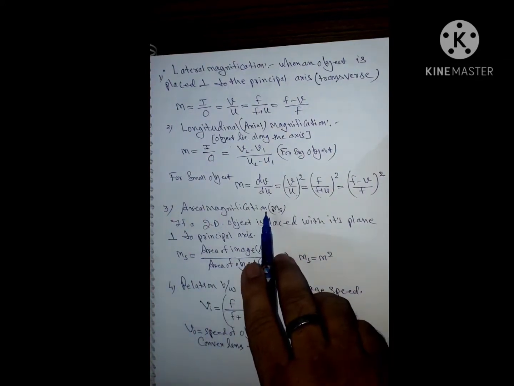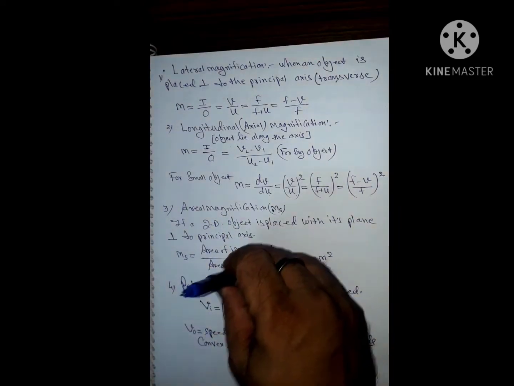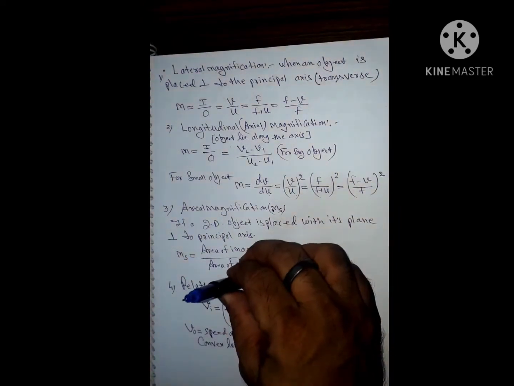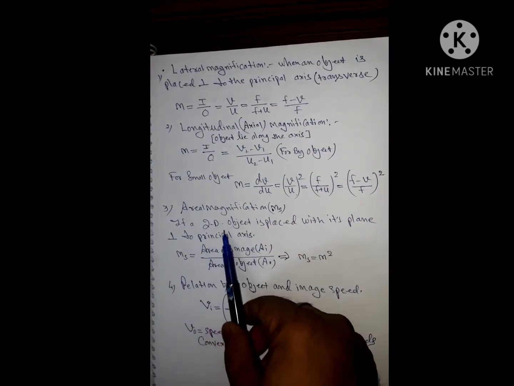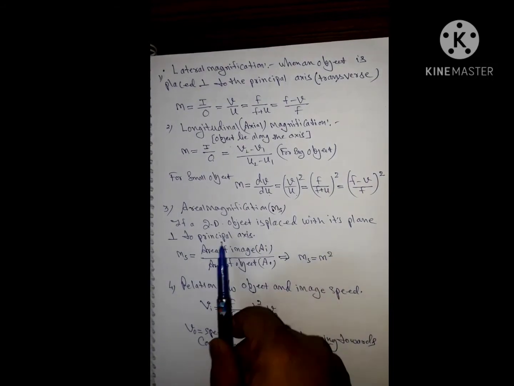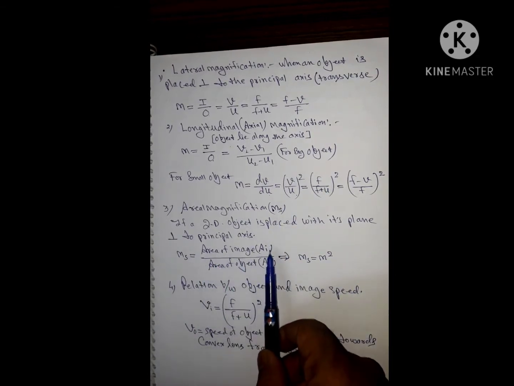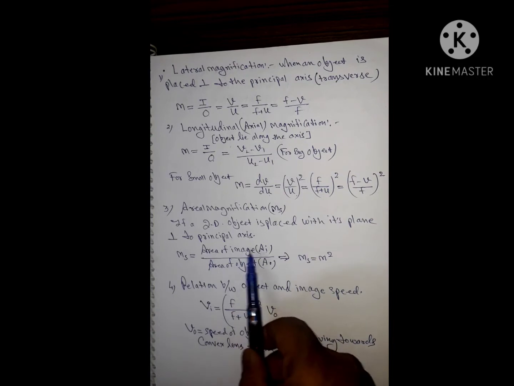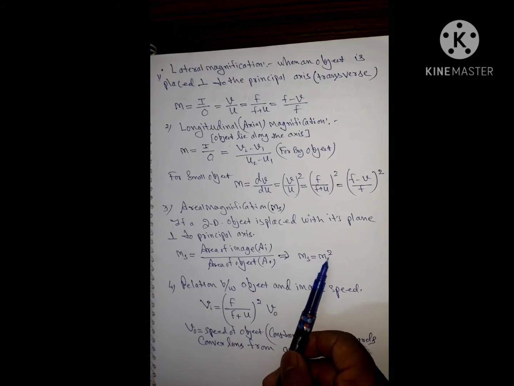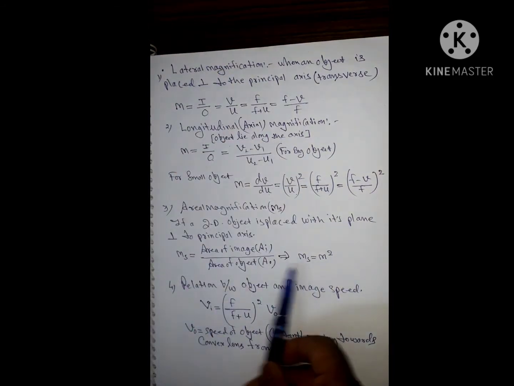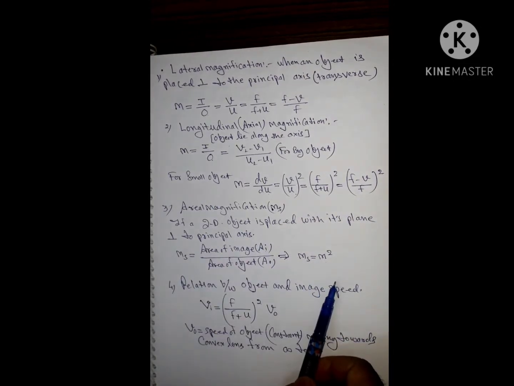Next one is the areal magnification. What is the meaning of areal magnification? When any two-dimensional object is placed perpendicular to the principal axis like this, its plane magnification is called areal magnification. It means AI/AO, where AI means area of image and AO means area of object. The symbol is Ms is equal to M squared. M means lateral magnification and Ms means areal magnification, and this is the relation between them.